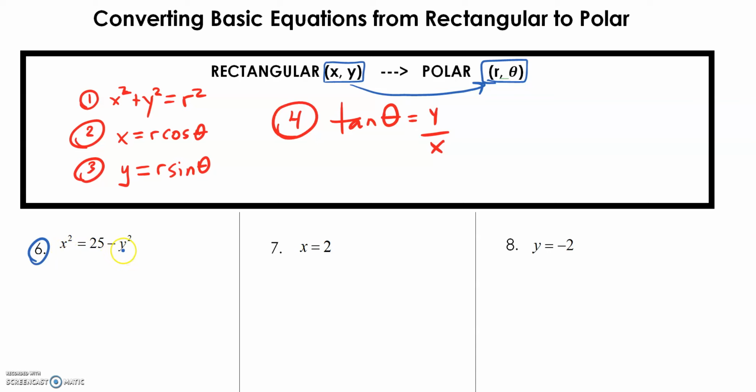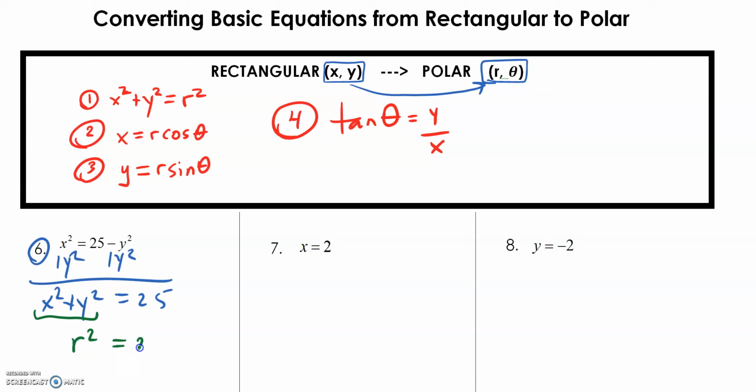So I see an x squared and a y squared. Which of the top 4 has an x squared and a y squared? If you said number 1, you're absolutely correct. So I can rewrite this by adding y squared to both sides and say x squared plus y squared equals 25. Now we can see that right here, x squared plus y squared equals r squared. So r squared equals 25.